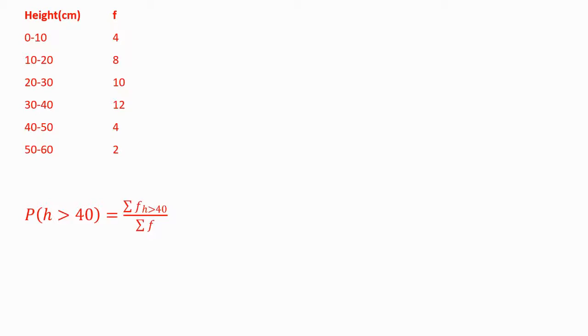So the frequencies where the height is greater than 40 are in the group 40 to 50, where the frequency is 4, and the group 50 to 60, where the frequency is 2. So it's 4 plus 2 over the total frequency, which is 40. This is the same as 6 over 40. You simplify, you obtain 3 over 20. So the probability that the height is greater than 40 is 3 over 20.